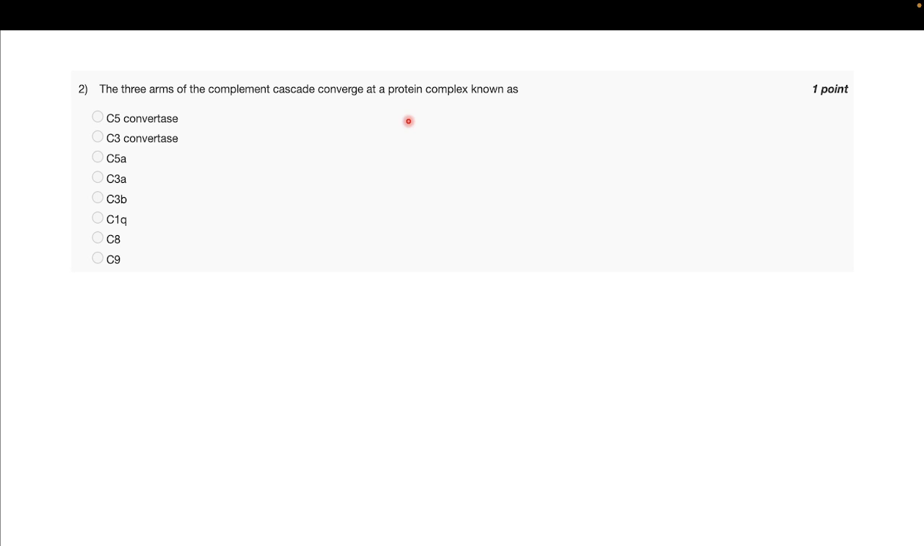Next is, the three arms of the complement cascade converge at a protein complex which is known as, and then you have your options.